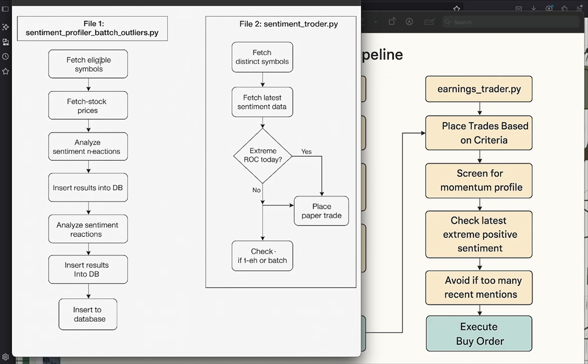Then once we have this profile, we put it to work in the sentiment trader, which fetches the latest sentiment data, that is, the current news cycle. It's looking at the current news cycle, comparing it to past news cycles and its behavior in past news cycles, looking for spikes, and if it finds a spike and it fits the profile, it'll place a paper trade. And that's specifically the sentiment rate of change strategy.